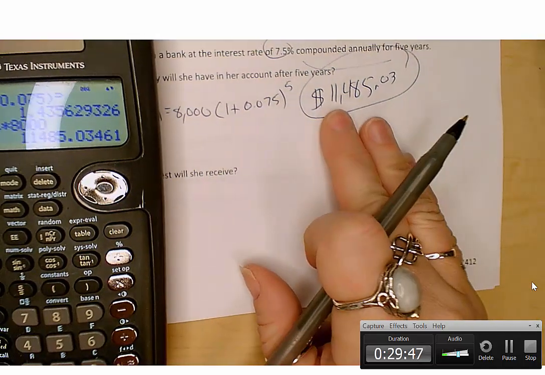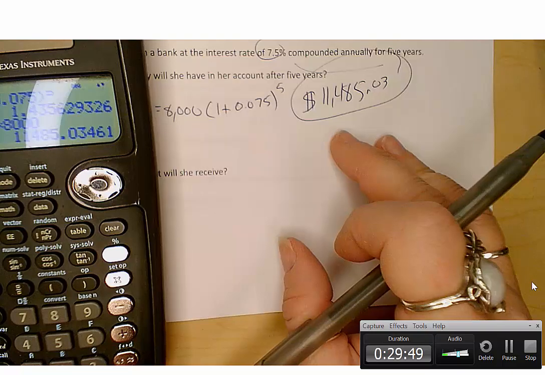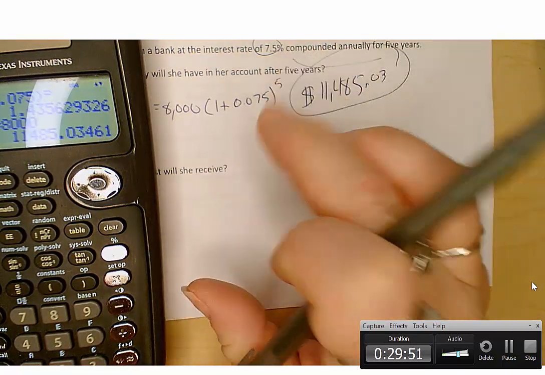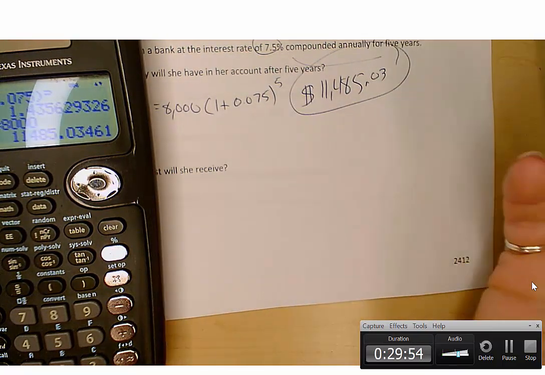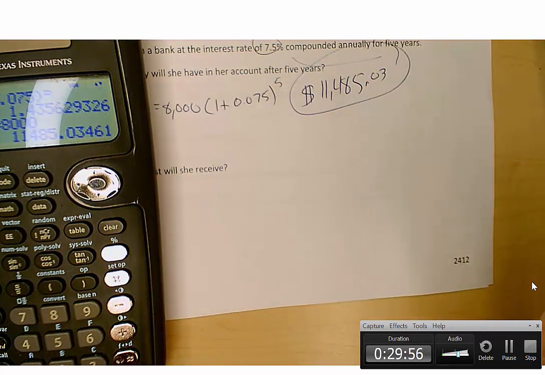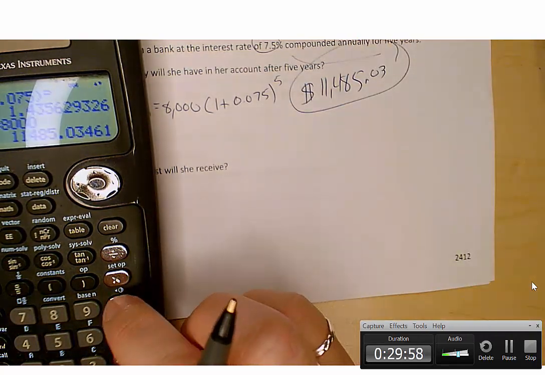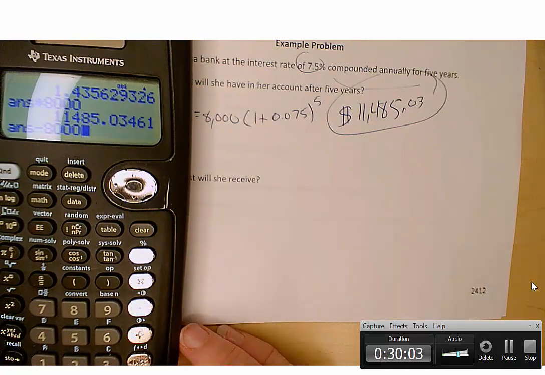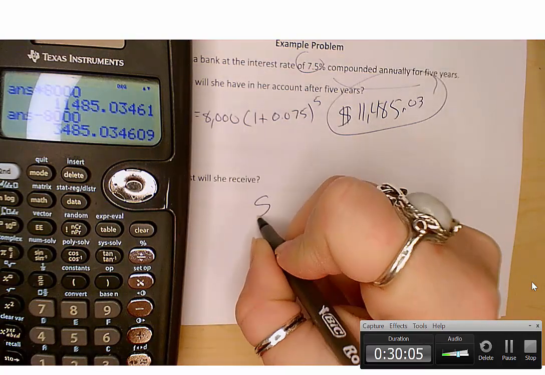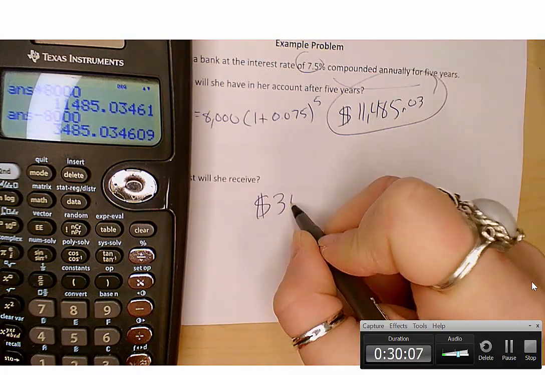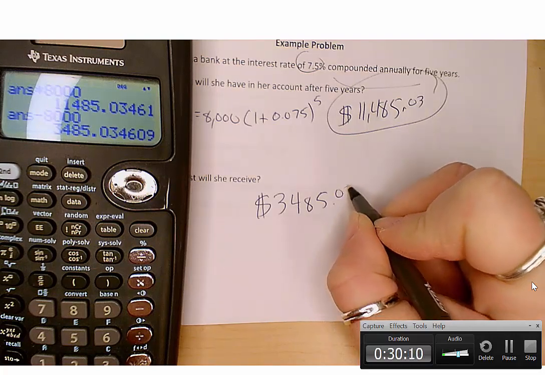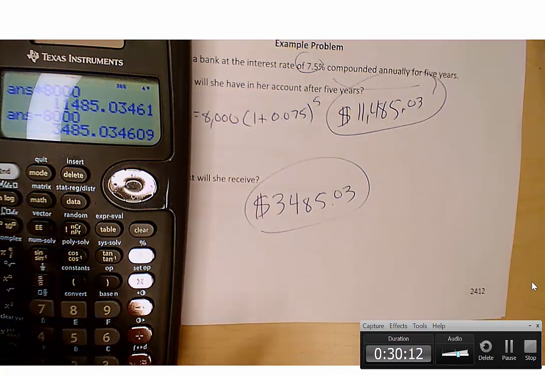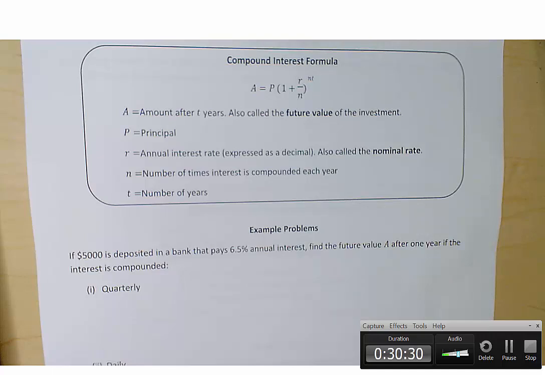So in this instance, we're going to take this amount here, which is the total at the end, how much you initially put in, plus the interest that was earned. So if we want to know just the interest that was earned, take this dollar amount and subtract the $8,000 that she initially invested. That's going to leave us with our interest, which is $3,485.03.